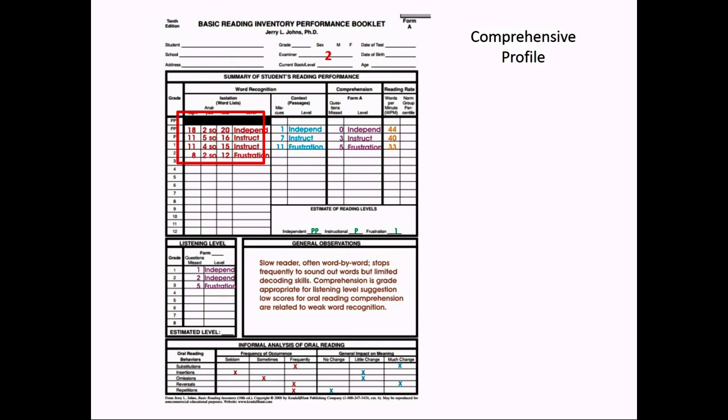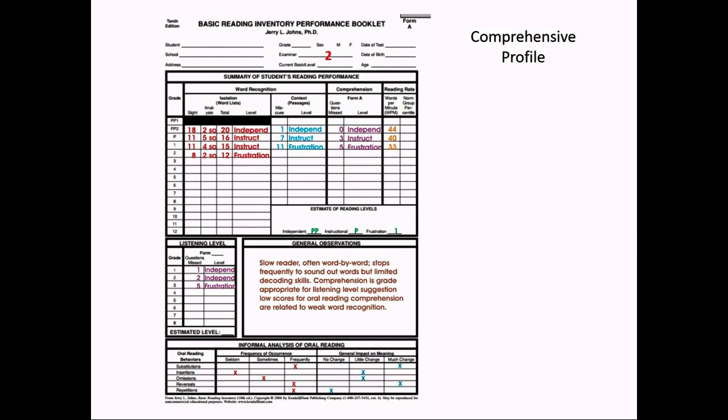independent. Then they read 11 of the words quickly. They sounded out 5 additional words at the P level. That gave them a total of 16, which is at the instructional level. Then they read 11 words with 4 sounded out. That gives them 15, which was at the instructional level. And at the second grade level, they read 8 words, 2 sounded out, which gave them, it should have been a 10, which would have been a frustration level.